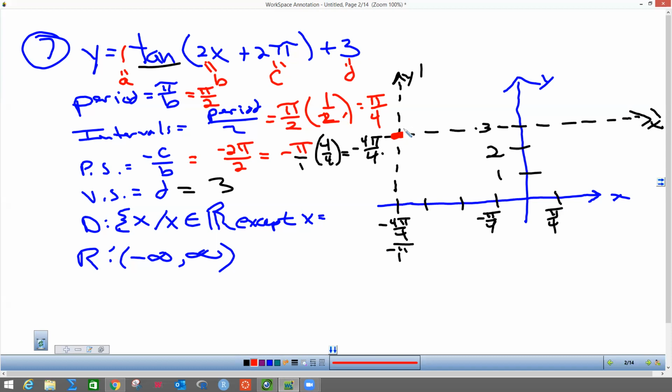The next tick mark, after you do a 0, the next tick mark is an asymptote. So I'm going to come over here to this tick mark, and I'm going to try to make a vertical asymptote. Oh, that was sad.